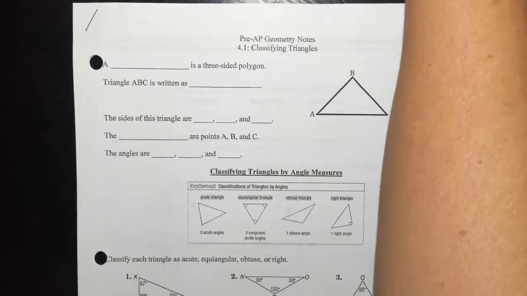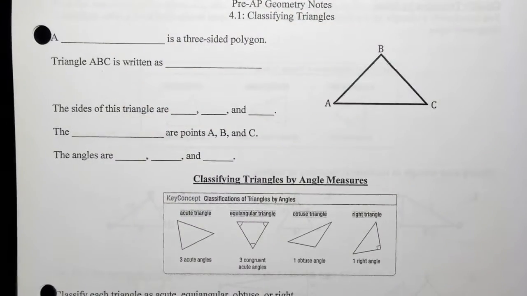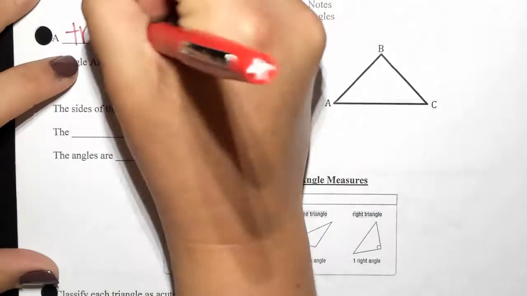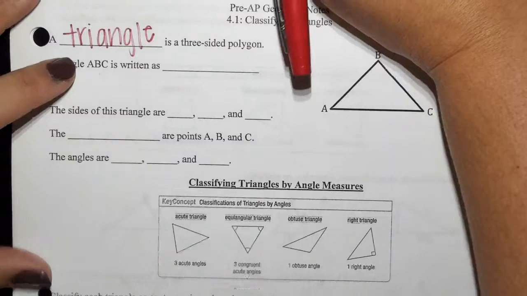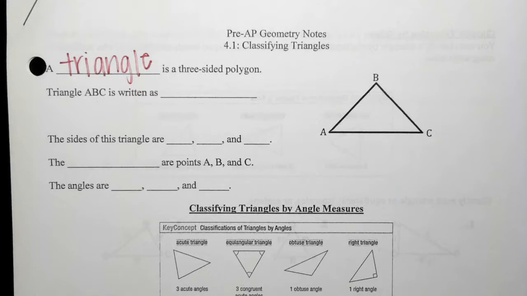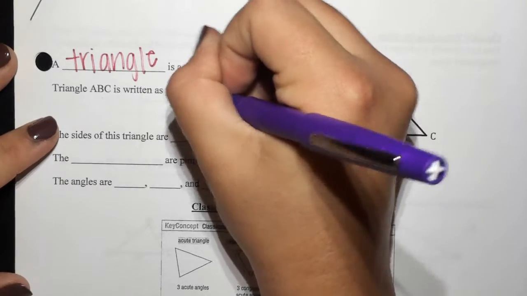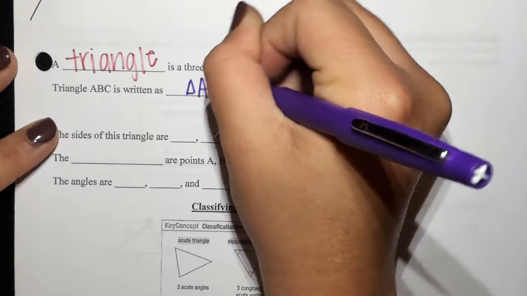4.1 is all about classifying triangles. So the first blank, a triangle is a three-sided polygon. The shortcut for writing triangle is you actually just draw a triangle and then label it ABC.